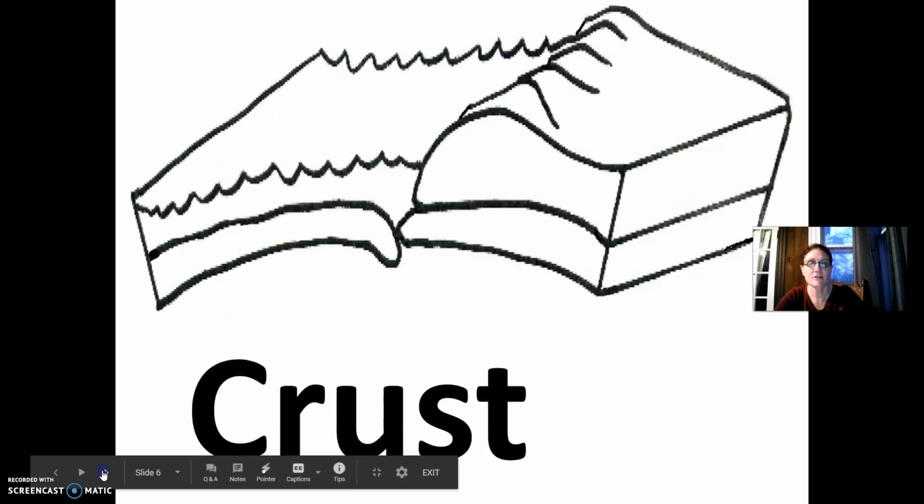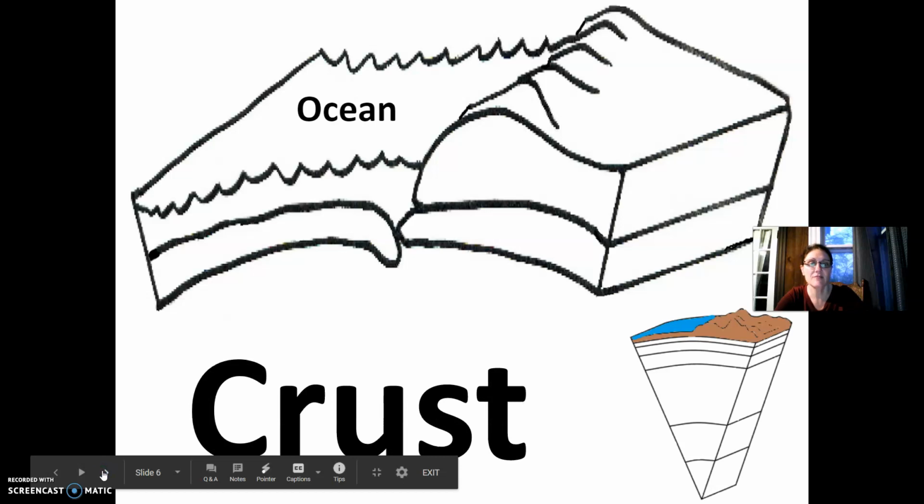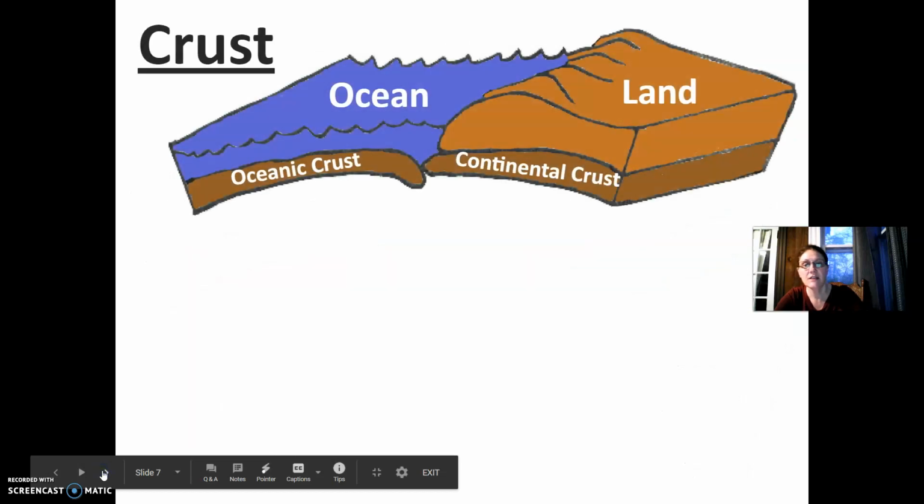Okay, first we're going to talk about the crust. There are two types. There's the crust located underneath the ocean and the crust located on the land. You have the oceanic crust and the continental crust.